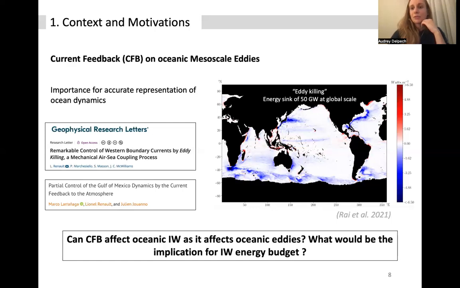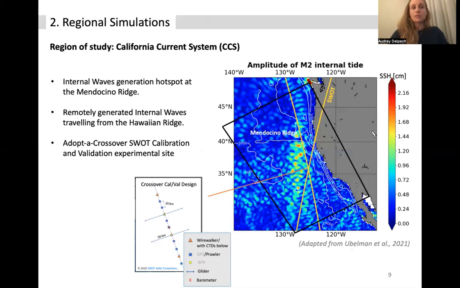And so now one question arises: can the current feedback affect oceanic internal waves as it affects oceanic eddies? And what would be the implication for the internal wave energy budgets if that were the case? To answer these questions, we've conducted a set of numerical experiments.